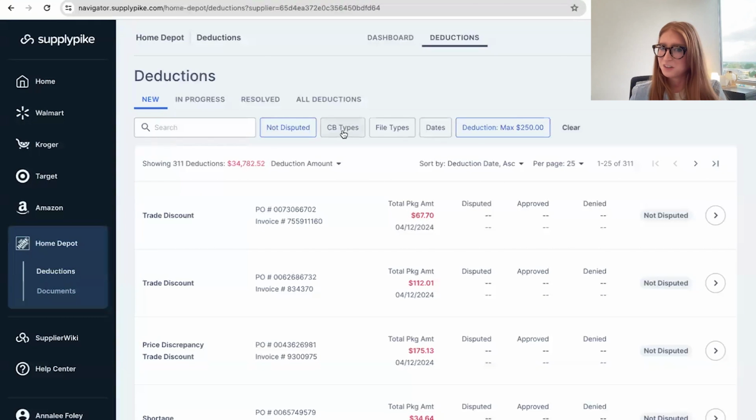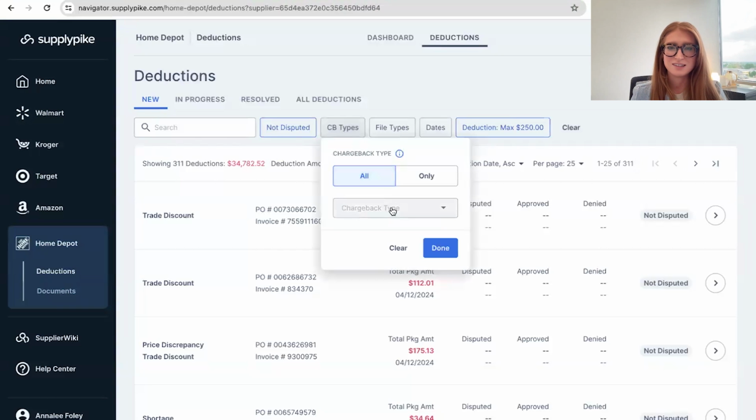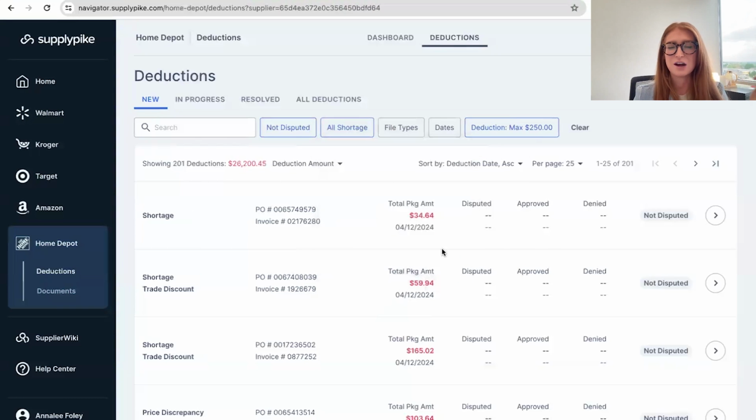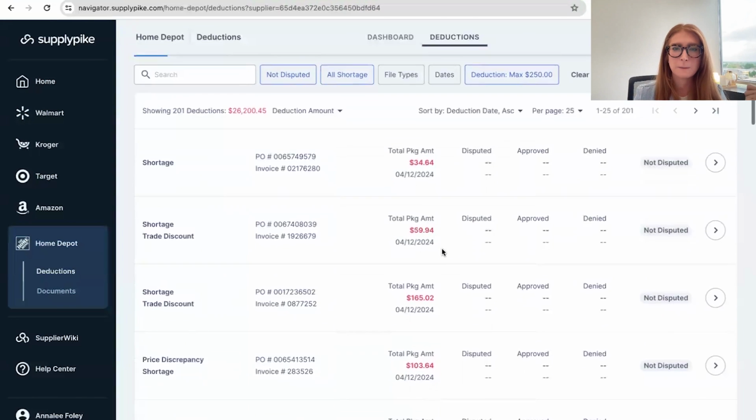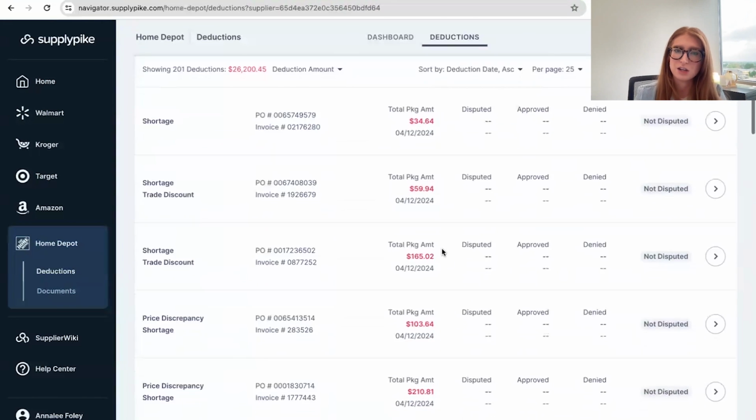And then, let's throw a chargeback filter on there. Let's say any that maybe have a shortage. So now we're pulling up any dispute package that has at least one shortage chargeback. So kind of one thing I want to call out here too, now that we've kind of filtered down to what we want to work on. You'll notice that the line items here, these are at the dispute package level, and then we have all of the chargebacks that are rolled up into it.